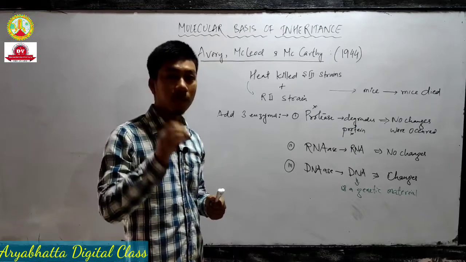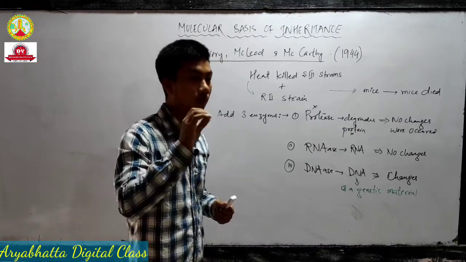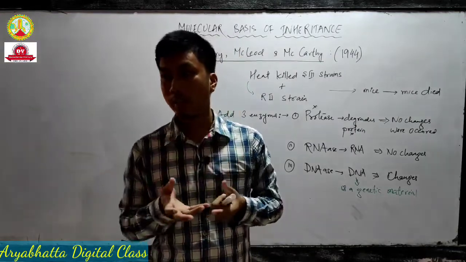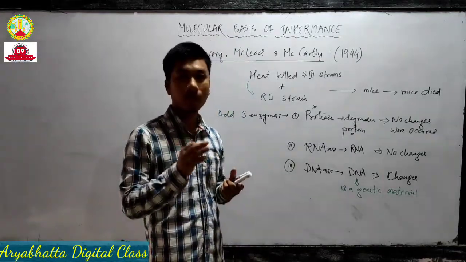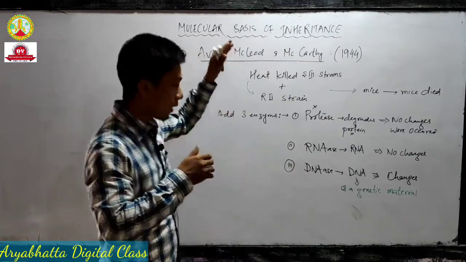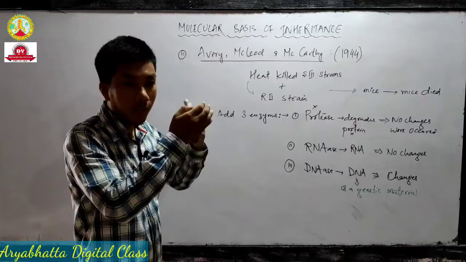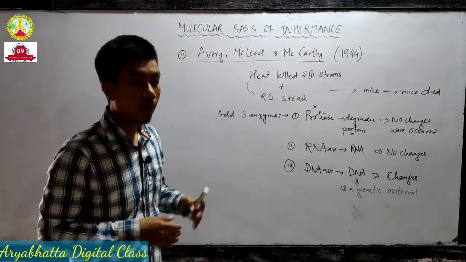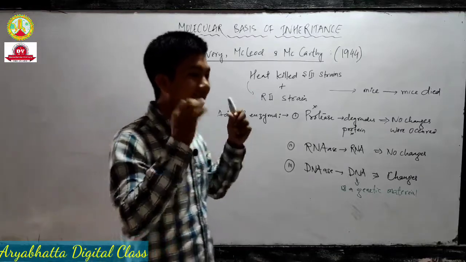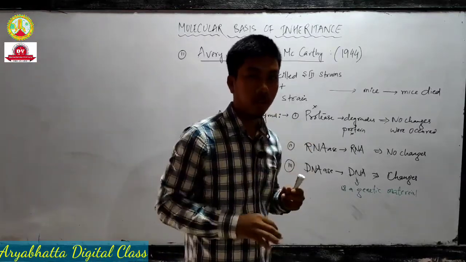Okay, but it has very much importance because it was the first experiment to prove that DNA is a genetic material. So he just gave us some clue. From that clue, these three scientists worked again, continuing the Griffith experiment. They added 3 enzymes to see which molecule had been transferred.